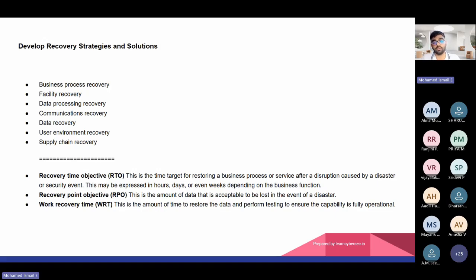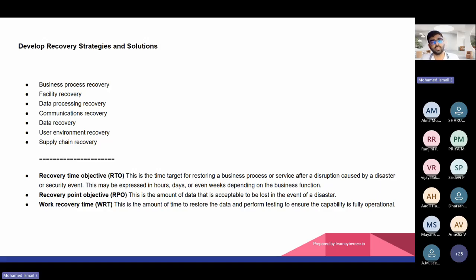Next, work recovery time. This is the amount of time to restore the data and perform testing to ensure the capability is fully operational. Let's say after you restore the backup, you need to test, right? You need to restore the right level of backup, or the right day. Let's say while restoring you made a human error. Instead of yesterday's backup, you restored the previous week's backup, then what will happen? You lost 1 week of data.